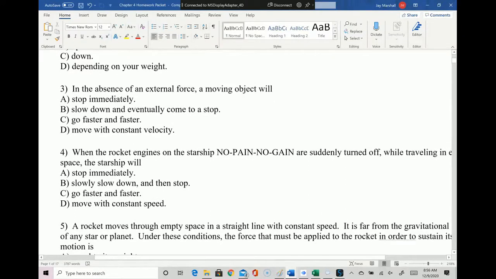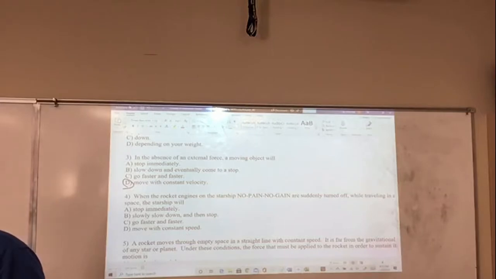In the absence of an external force, a moving object will move with constant velocity. Our experience is that if I stop pushing on something, it slows down and comes to a stop, right? But there's a net force on it, right? Friction is acting on it.